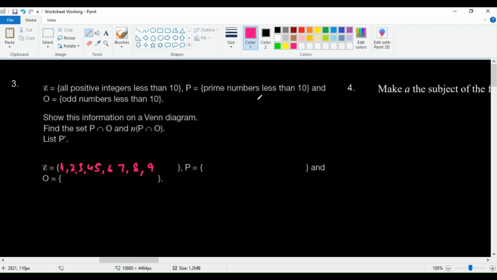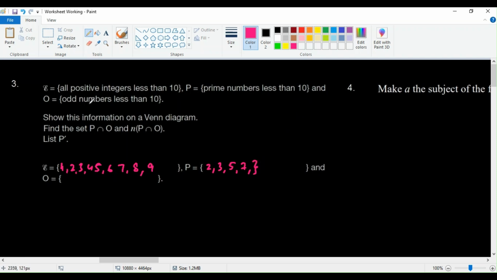P is the prime numbers less than 10. That means you'll have 2, you'll have 3, 4 is not a prime number. So you go straight to 5, then 7, 9 is not a prime number, 10 is not a prime number. Then you go for 11, but 11 is more than 10. So this is the set that closes at P.